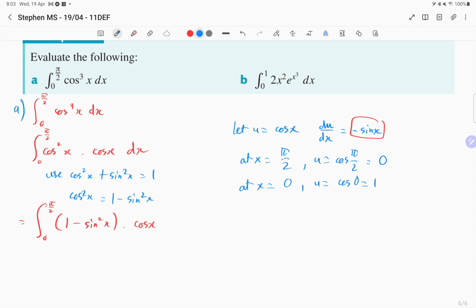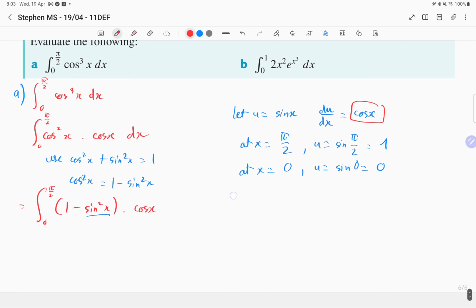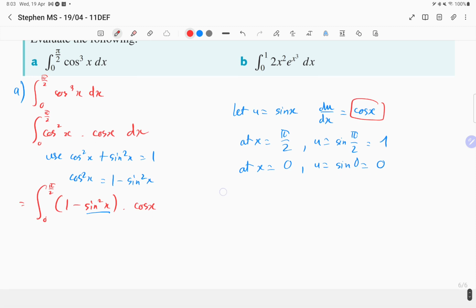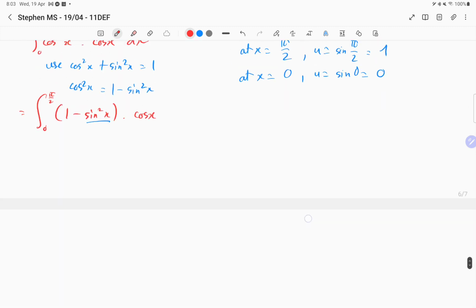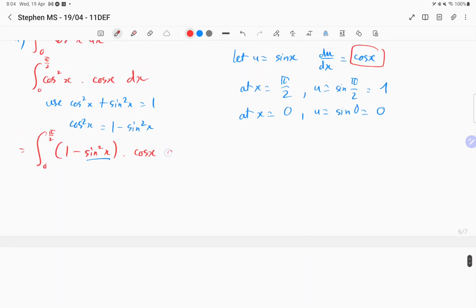So actually, in this case, u would be sine x, and du over dx would be cos x instead. So this one would be sine of pi on 2 and sine of 0. So sine 0 is 0, sine pi on 2 is 1. Yeah, it will be from 0 to 1. Make sense? And remember, this is just u equals to sine x, so you just want a function of u, right? And you already have the du over dx in here. This is literally your du over dx here, right?